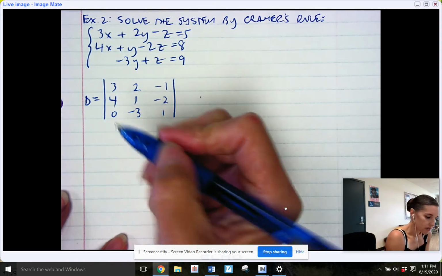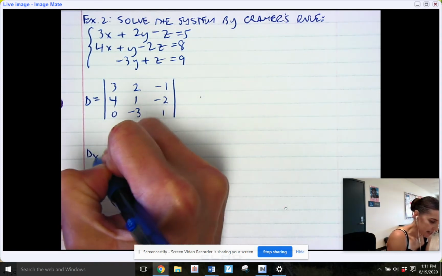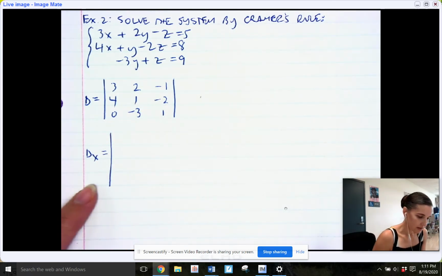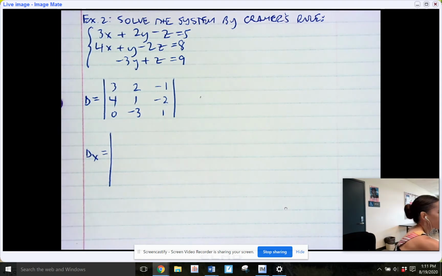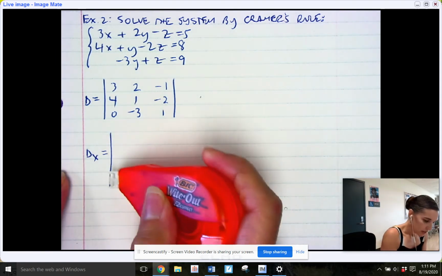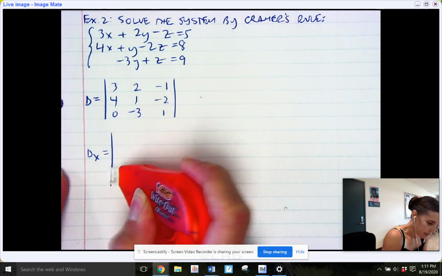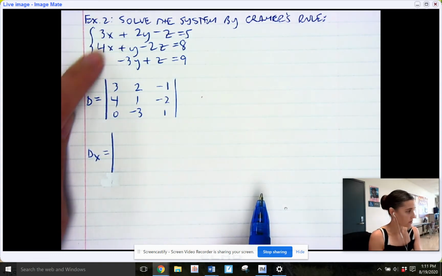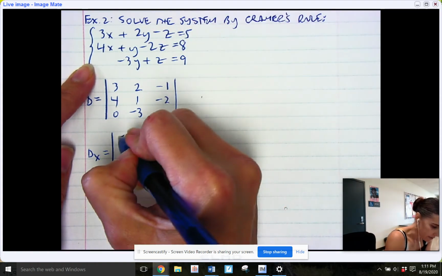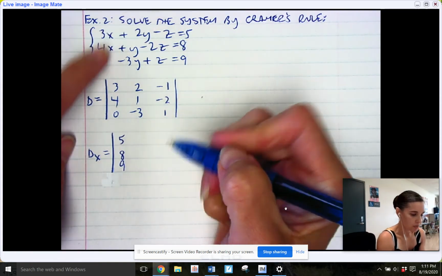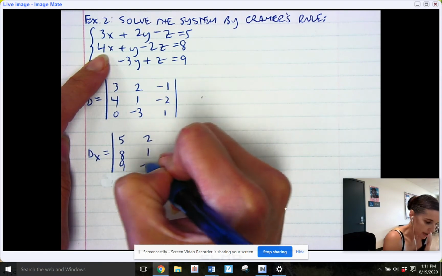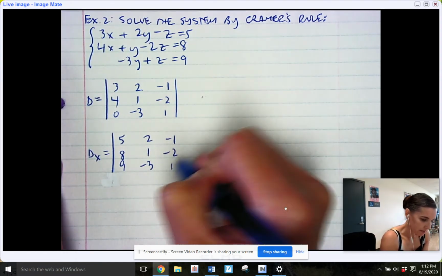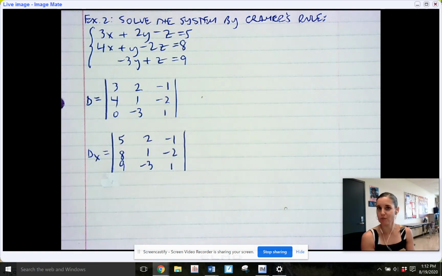I also need to find a Dx. When I do my Dx, that means do not use x. Instead of the x values, I need to use the constants over here, the 5, 8, 9. I still use my y's, so 2, 1, negative 3, and still use my z's, so negative 1, negative 2, 1. So there is my determinant with respect to x.